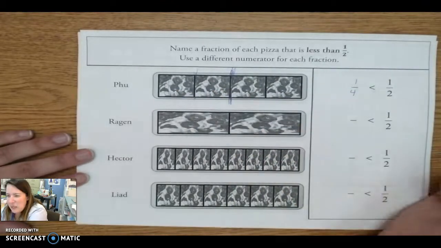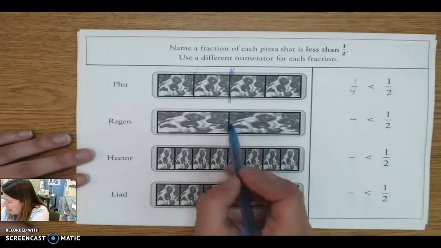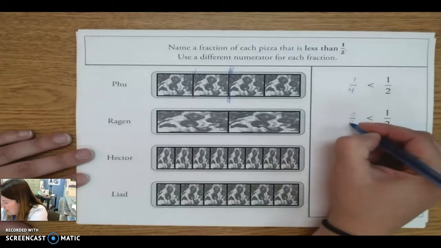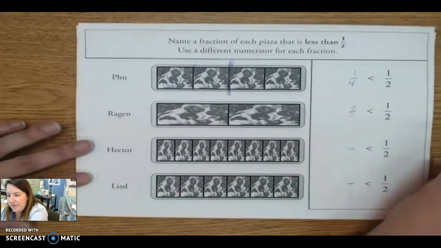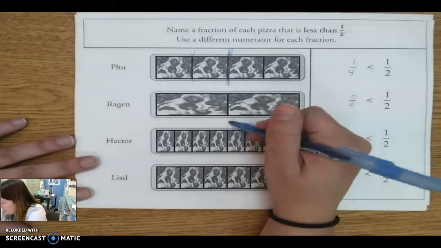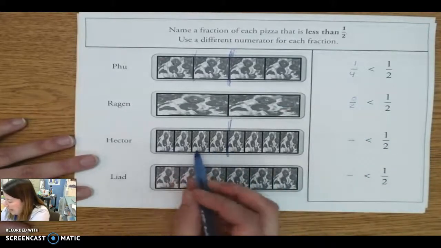Okay, what about the second one? This one's kind of tricky. Well, it's only cut into halves, so I can't really do one. So like 0/2 would be less than a half. Okay, what about Hector's? There's many right answers here. So here is a half. What would be less than a half?